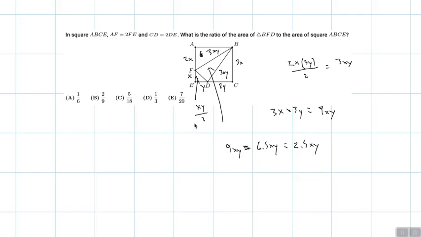So the ratio of the area of BFD is 2.5xy over 9xy. That's the same thing as 2.5 over 9, or 5 over 18. So I'd say answer choice C.